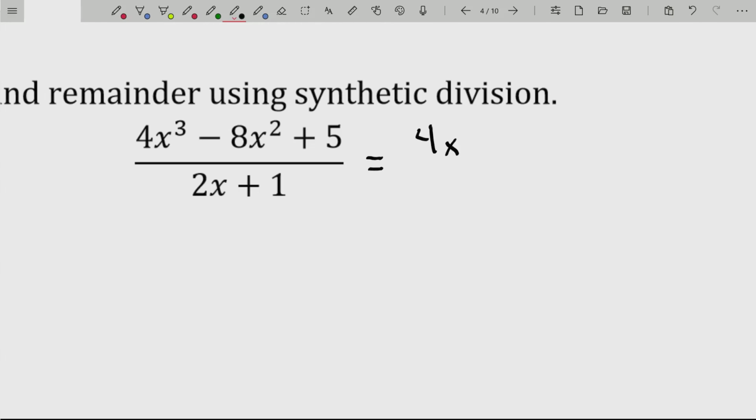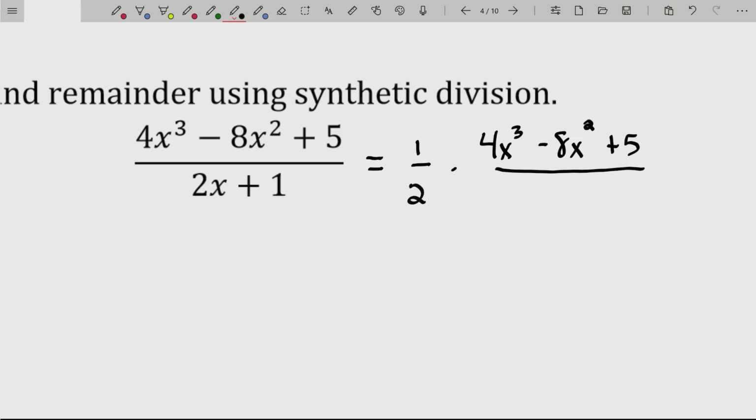You rewrite this as 4x cubed minus 8x squared plus 5 all over, and you factor off of this a 2. That is, you divide off of that linear factor, 2. You'll be left with x plus 1/2. Now, when you do this problem, it is critical to note that you need to re-multiply that 1/2 back through when you get to your final answer. We'll see that in the end.